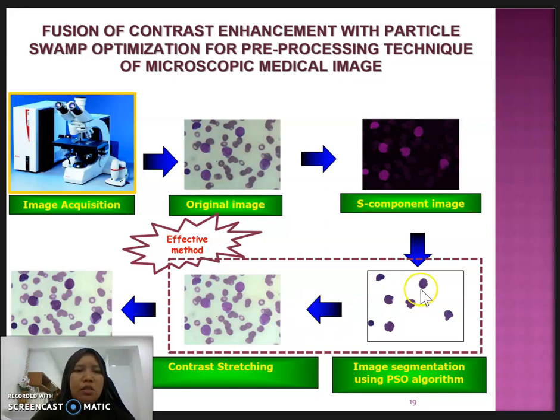Hence, the contrast stretching method was applied to the original image. In contrast stretching, the minimum and maximum pixels in the red, green, and blue layers will be stretched until the minimum point reaches 0 and the maximum point reaches 255. After contrast stretching is completed, the segmentation result by the PSO algorithm will be combined with contrast stretching to form a new enhancement method. So this is the enhanced image we get after we apply the combination of these two methods.